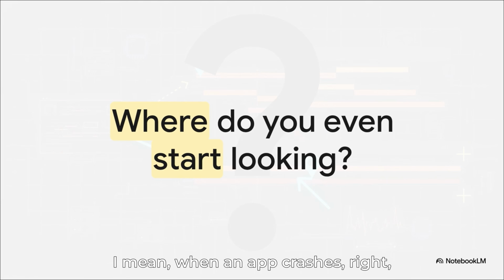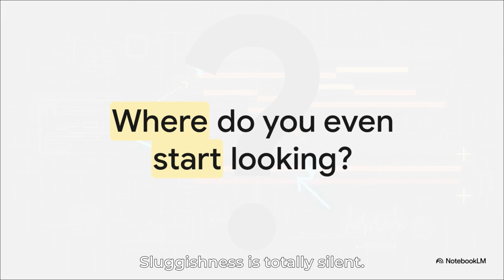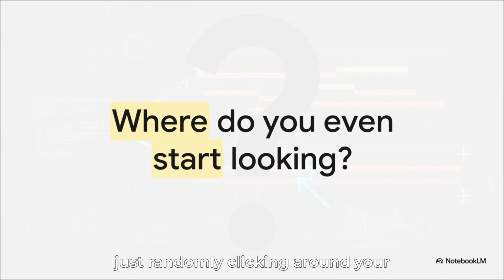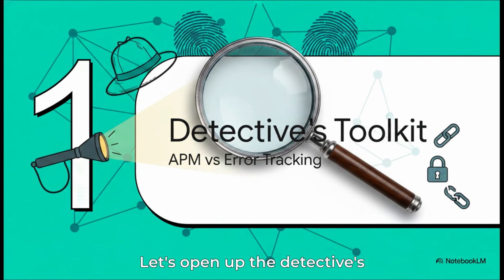I mean, when an app crashes, right, it throws an error, gives you a stack trace, basically waves a massive red flag telling you what broke. But sluggishness? Sluggishness is totally silent. You're flying blind. How do you investigate this without just randomly clicking around your infrastructure, hoping you bump into the problem? Let's open up the Detective's Toolkit and look at APM versus error tracking.